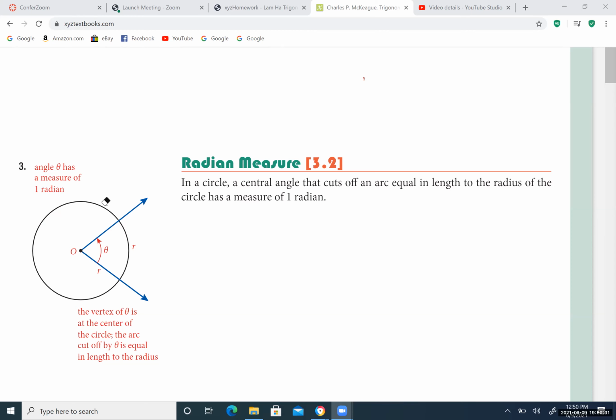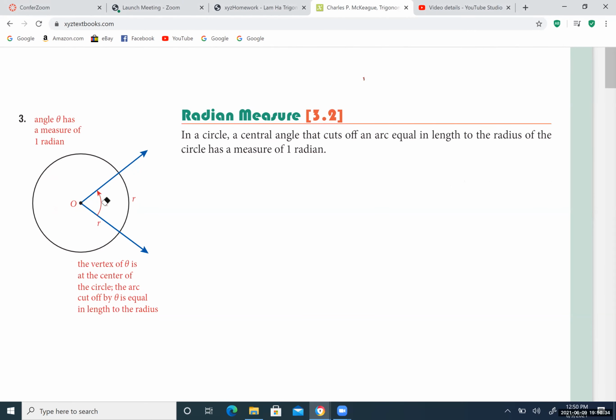Radian measure. For radians, we're talking about things like pi divided by something, so you need to know how to convert that. Starting with the radian measure, we use the circle now to work with the arc, and the angle at the center. O right here will be the center.